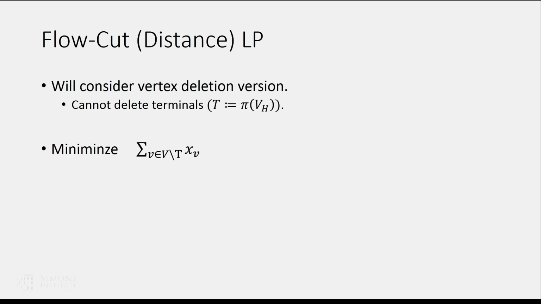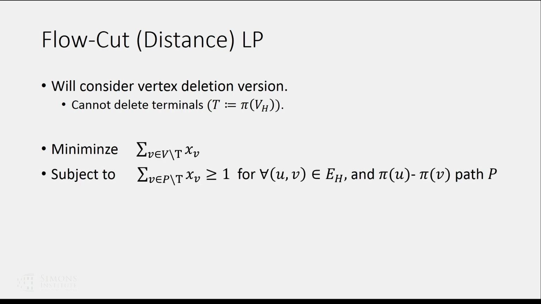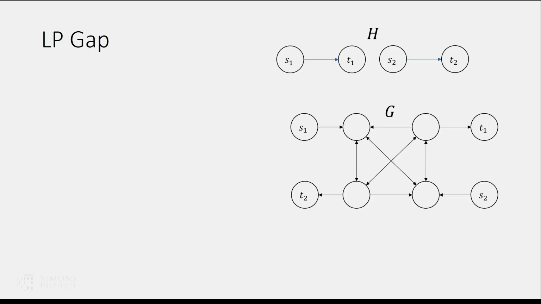We wanted to minimize the summation of XV, where V is summed over the set of non-terminal vertices, such that for each path from the image of U to image of V, for every UV in the demand graph, we want that the summation of XV is at least 1. So this is like very standard constraint, and then X must be non-negative. Okay, that's it. So that's a pretty standard LP. But as I described earlier, it's going to have a gap.